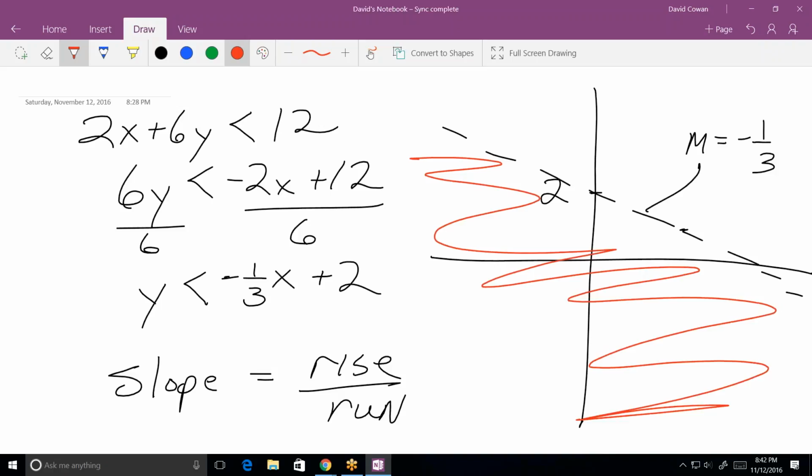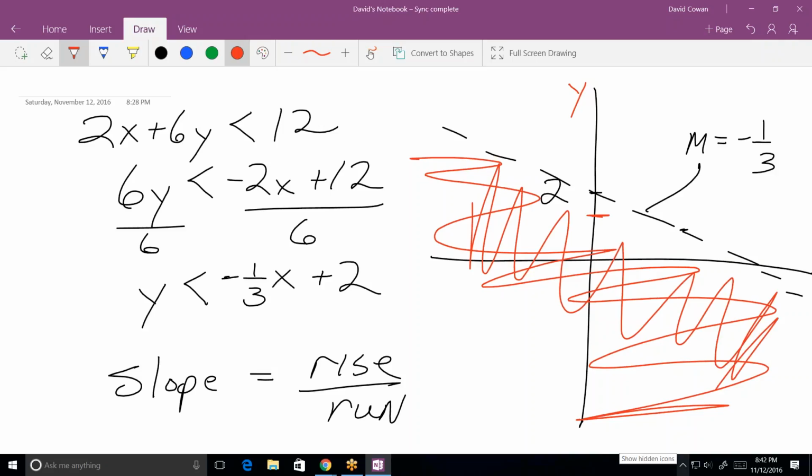The way to figure out which side, it's always above or below. It's never left or right. And I'll explain that in a minute. But because y is on the left side and this is the y-axis, all you have to do is find a point. You look to the y-axis. You find a point on the y-axis that's below that line. Well, there's a point. That shows you the side to shade.